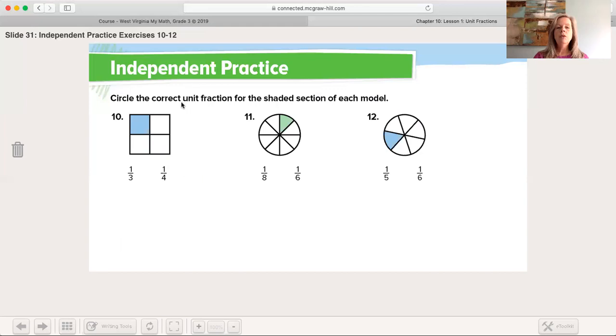Now, circle the correct unit fraction for the shaded section on each model. Let's do the first one together. Here's a square divided into 4 parts. So we know the bottom number or denominator tells how many parts. So how many parts is it divided into? 4. And the blue represents 1 of the 4. So you should circle 1/4, or on your paper write 1/4.